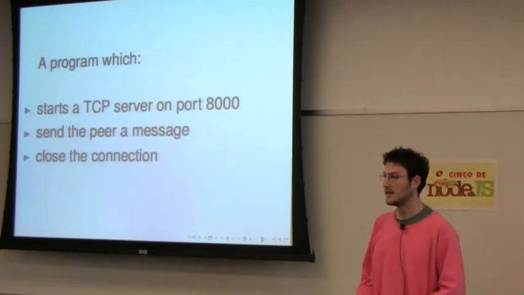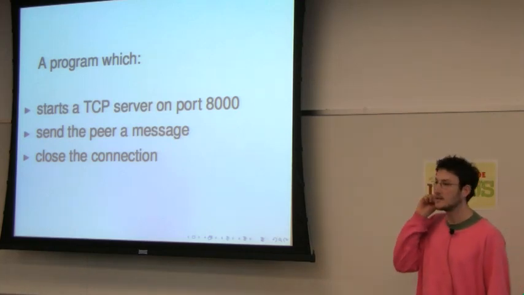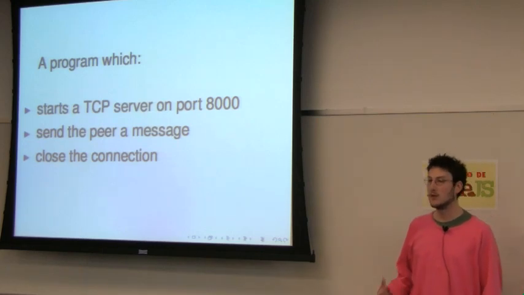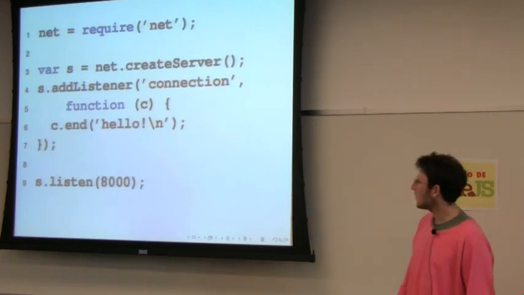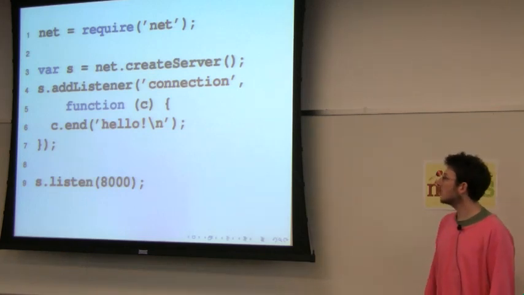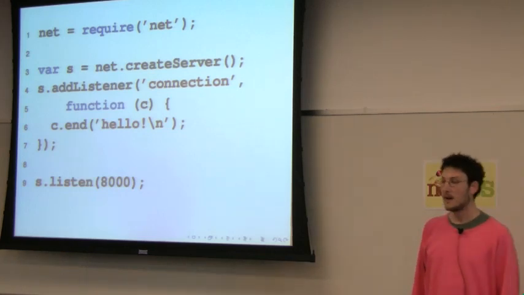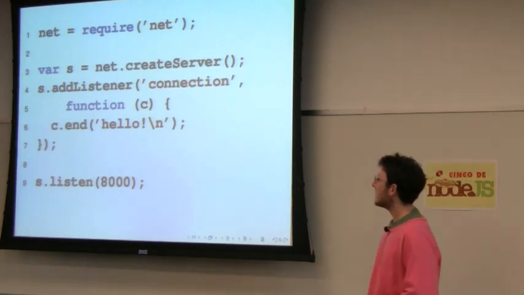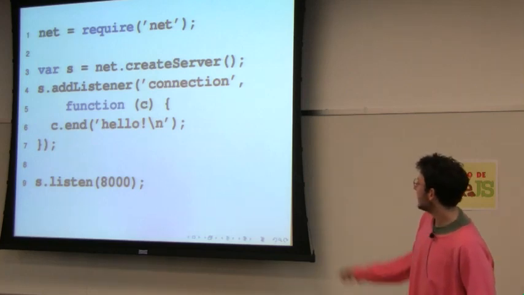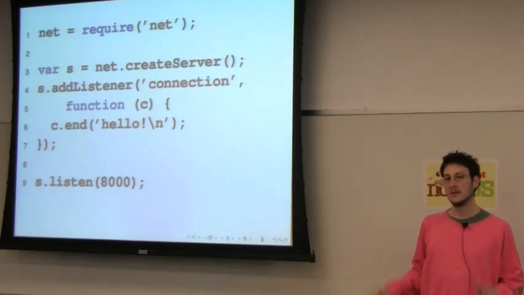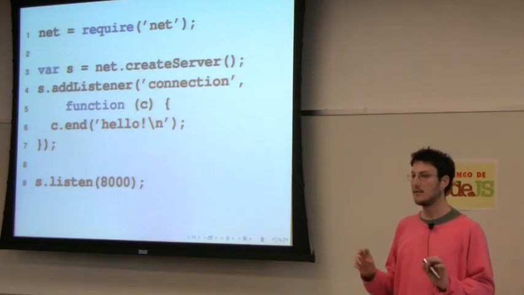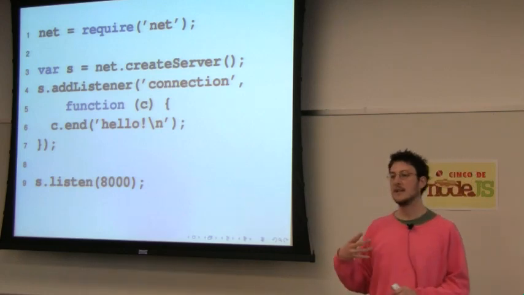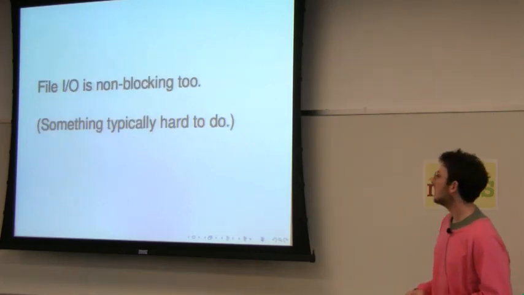Okay, now a TCP server example. We'll start a TCP server on port 8000. We'll send whoever connects to it a message, and then we'll close the connection. So for this one, we use the net module, which we load on line 1. On line 3, we create the server object. And on lines 4 and 5, which didn't fit onto the slide, you add a listener, very much like you add a listener for a click event on a button. Here you add a listener for a connection event. So every time somebody connects to the server, you get this callback.